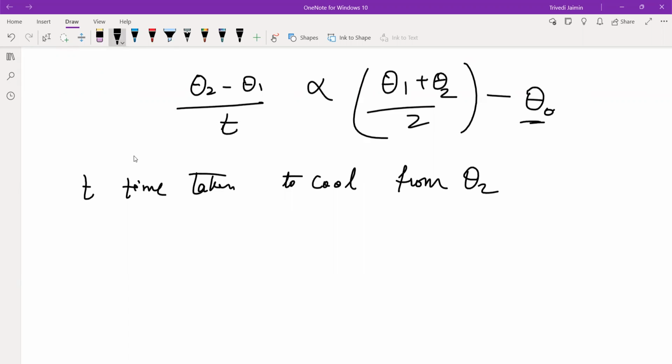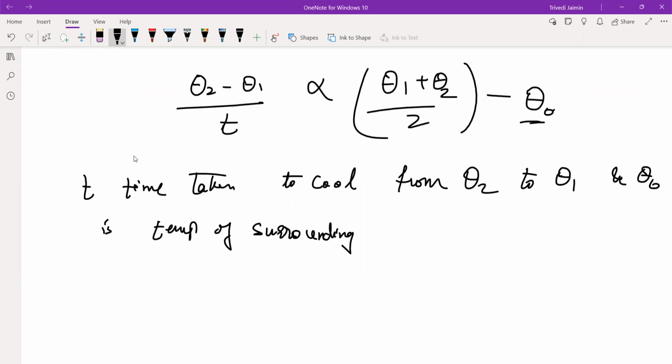From theta 2 to theta 1. Yes. And theta naught is the temperature of the surroundings. So we are writing again and again so that we will recall it again.